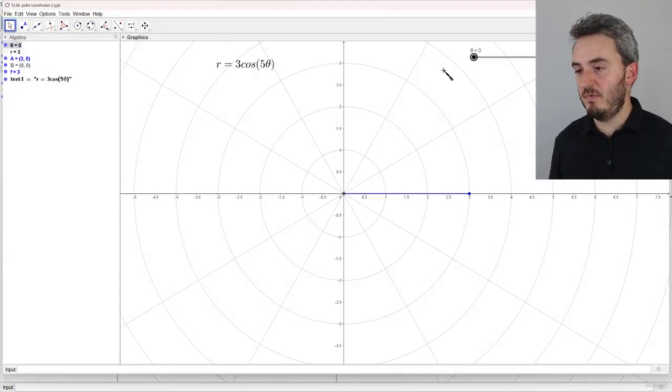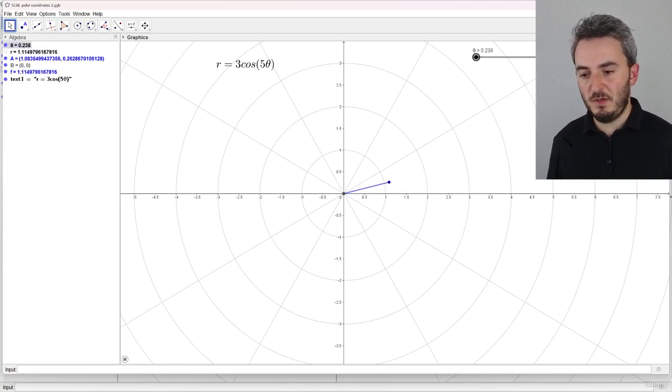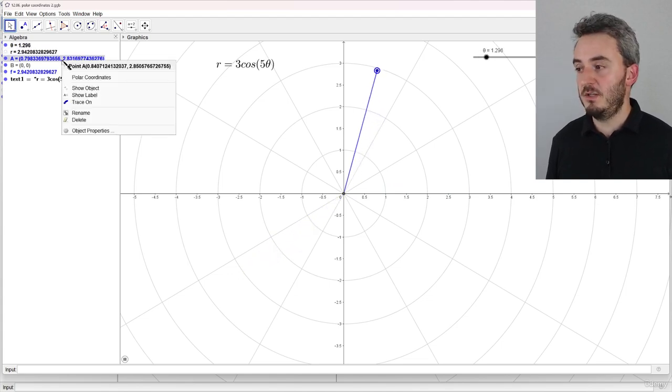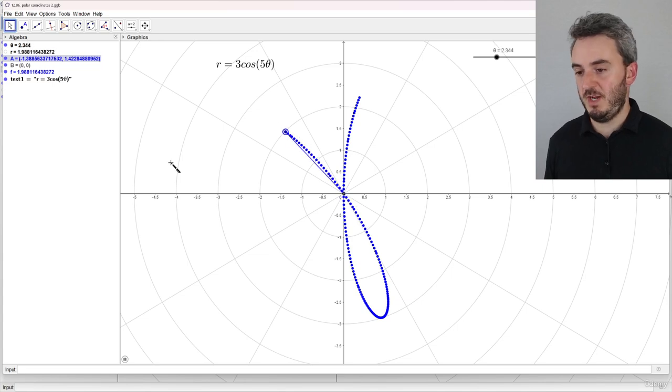So in this one here, we've got r is 3 cos 5 theta. So this is going to be quite fun. Take a look at this. Okay, well this one seems to be flying around all over the place. And what is the shape it's describing? Well, let's trace this point and let's see. Well, what we're getting here is a rather beautiful sort of flower shape with petals.